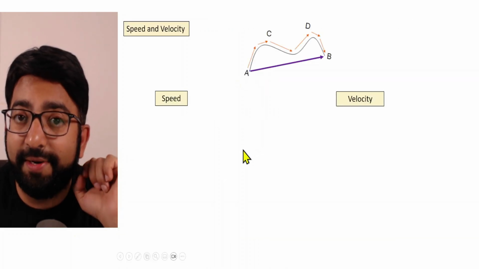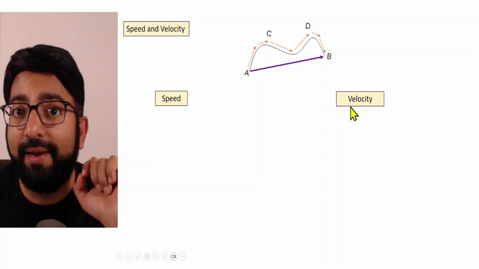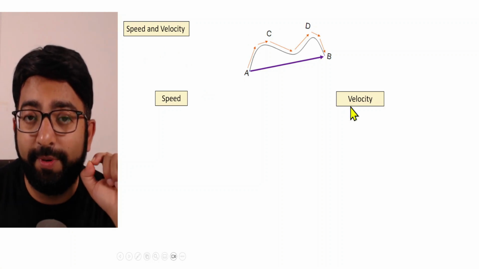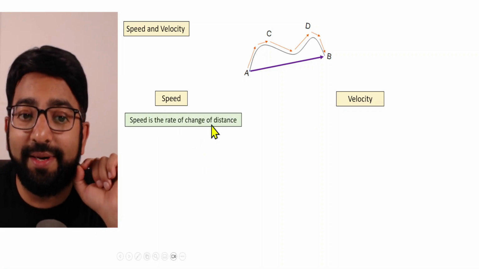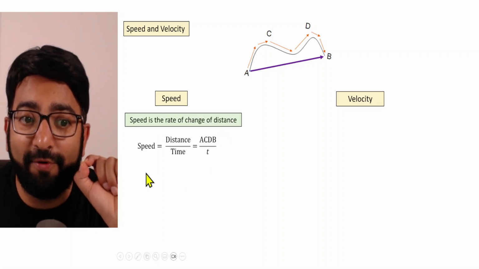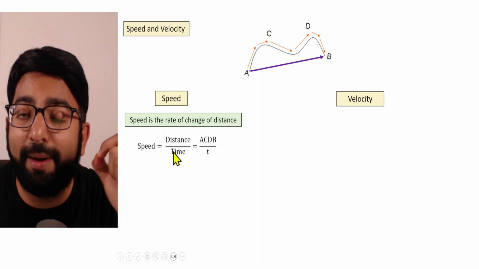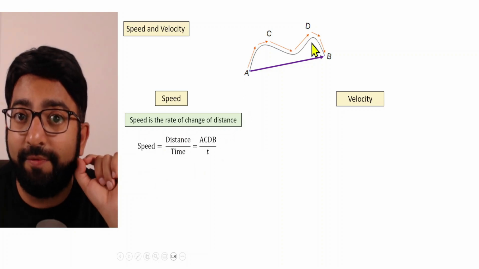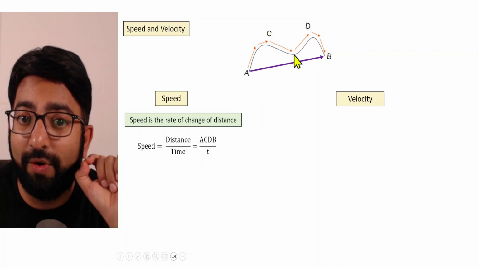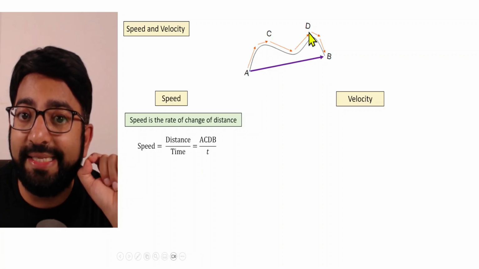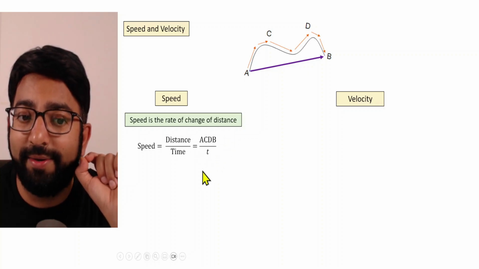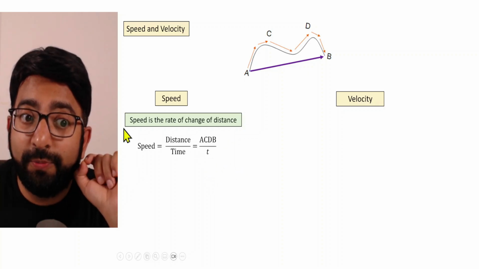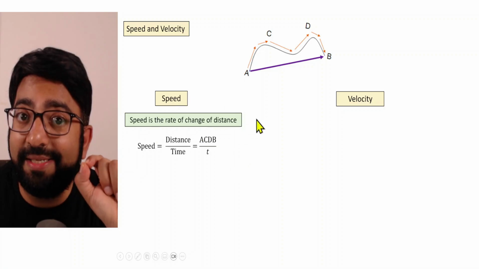Now let us discuss the difference between speed and velocity, like we earlier discussed the difference between distance and displacement. So what is speed? Speed is the rate of change of distance and the formula for that is distance upon time. So in this diagram we saw distance traveled is the length of this irregular path. So ACDB, the length of that will be the distance. Hence that is the numerator and time will be the denominator. So speed is the rate of change of distance.